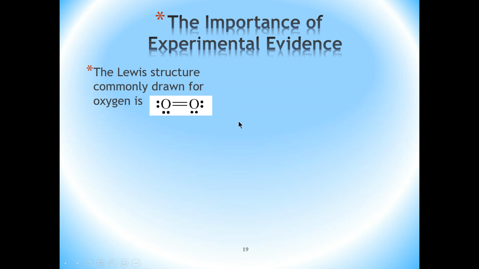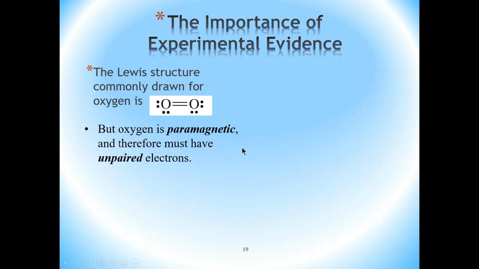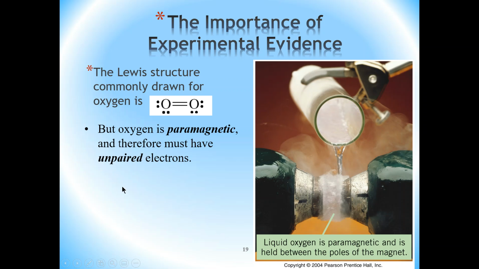Now, if you remember, in the previous chapter, we talked about paramagnetism. Paramagnetism is basically displayed by molecules which have unpaired electrons. And it turns out that there's experimental evidence for oxygen to be paramagnetic. Because what will happen if you pour liquid oxygen between the poles of a magnet is that the liquid oxygen will be held between the 2 poles.